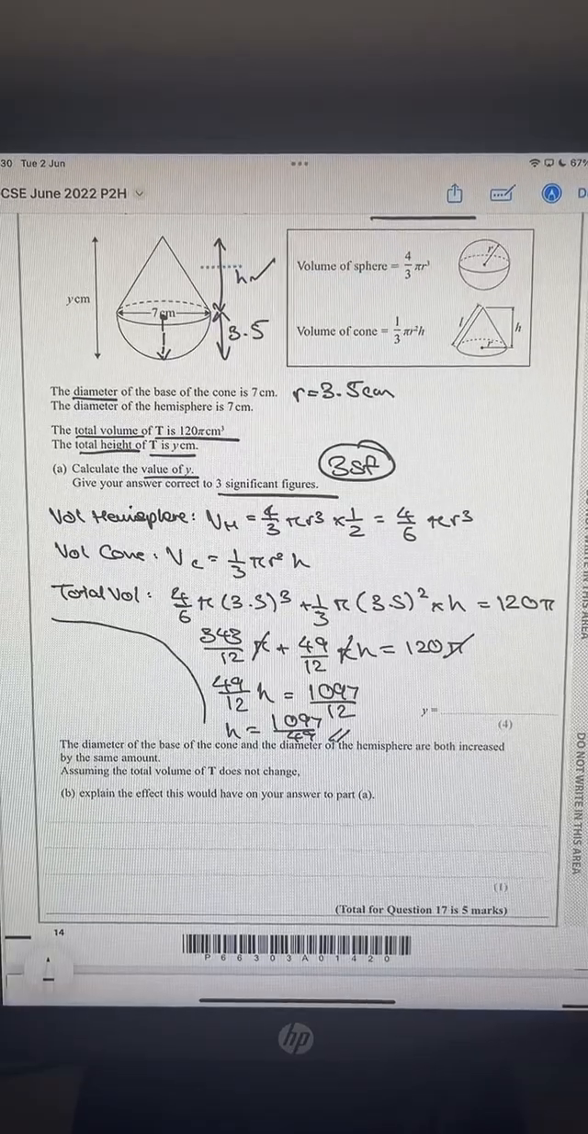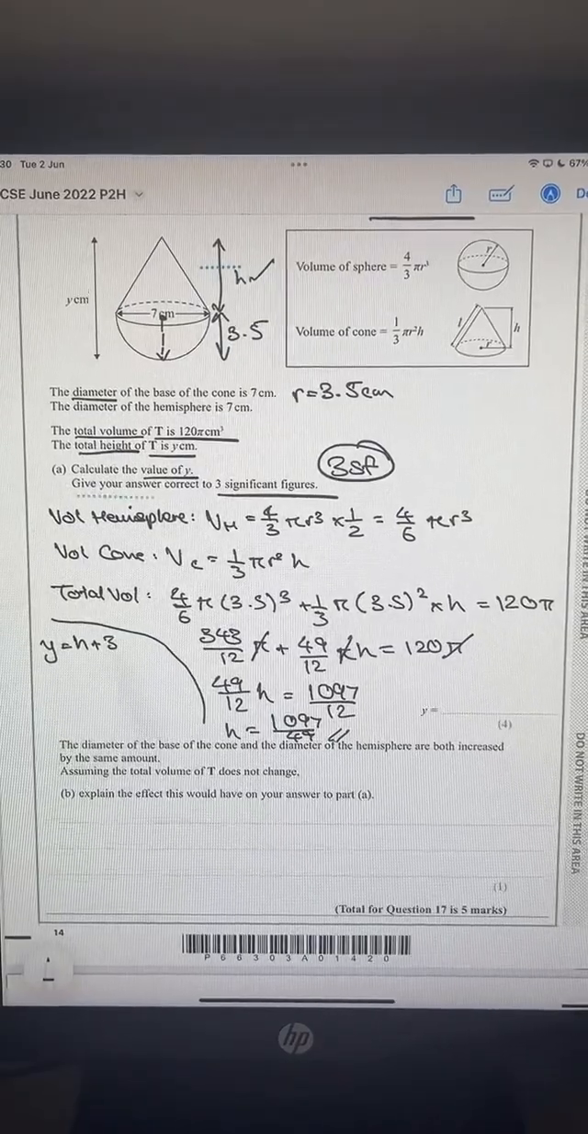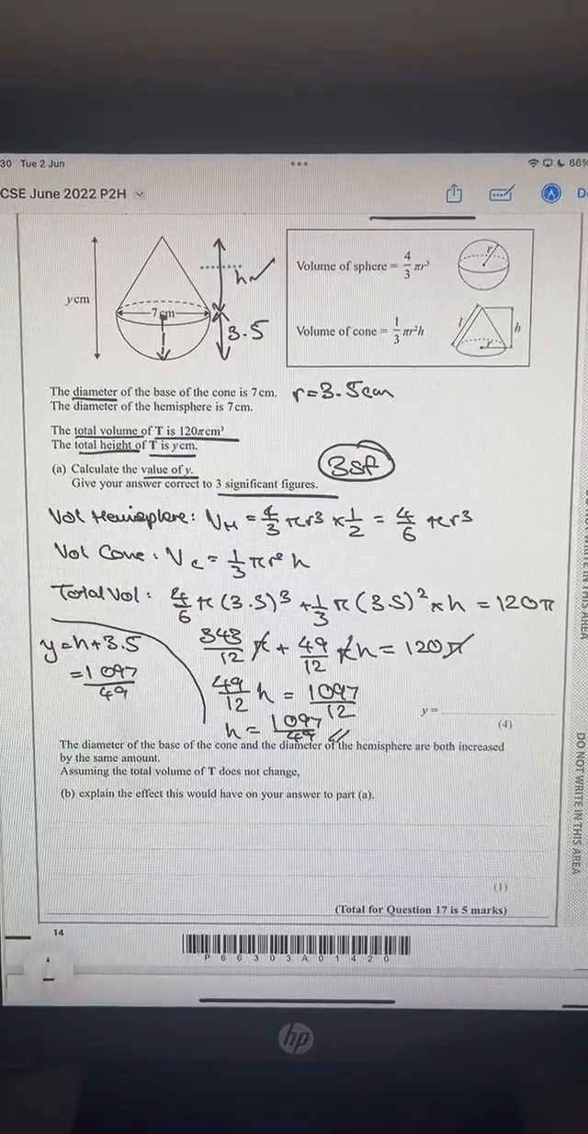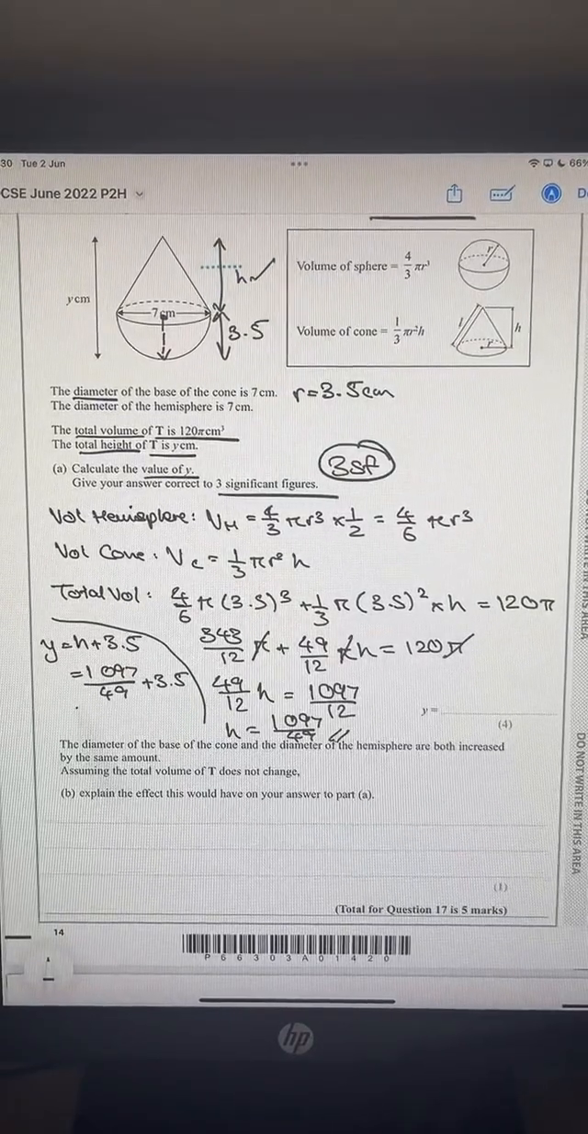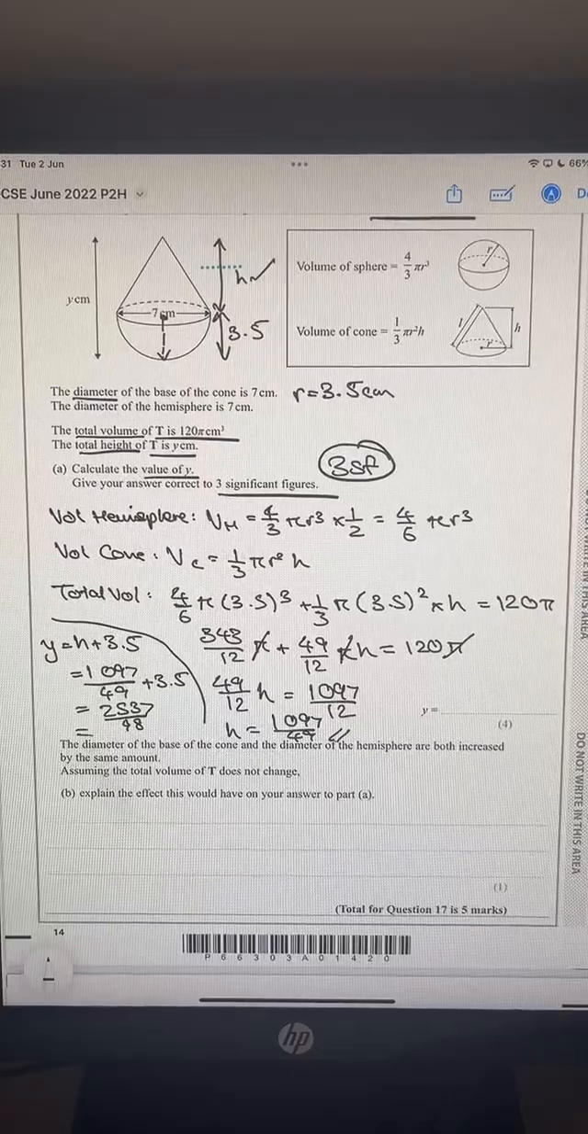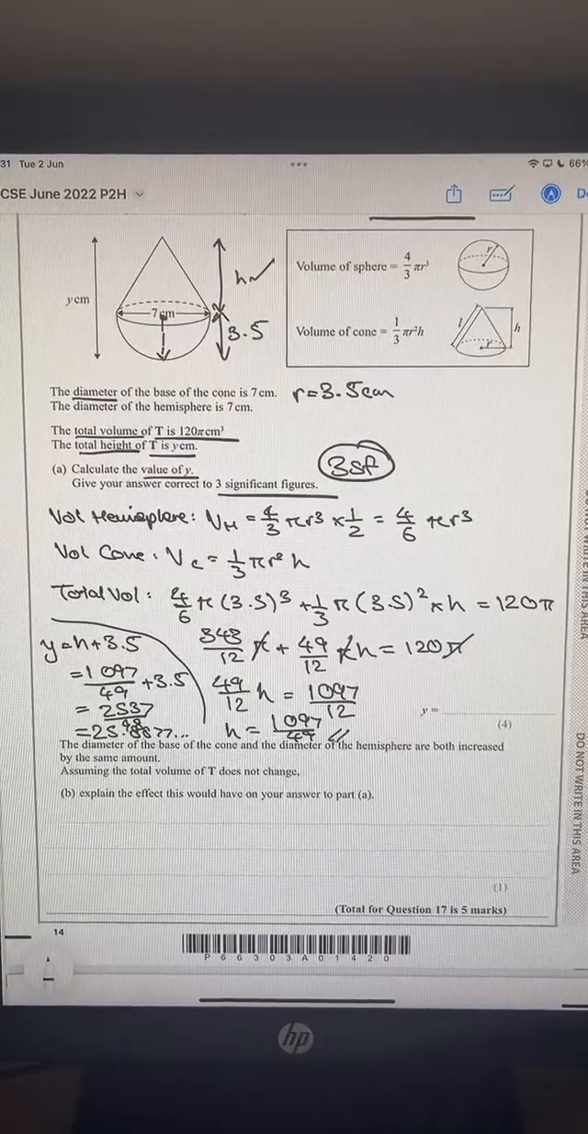So I'm just going to do my working here. y is equal to h plus 3.5. So in my calculator, I put 1097 divided by 49 plus 3.5, and that gives me 2537 over 98, which is equal to 25.8877 and so on. They wanted 3 significant figures, so if I round that to 3 significant figures, I get 25.9 as my value of y.